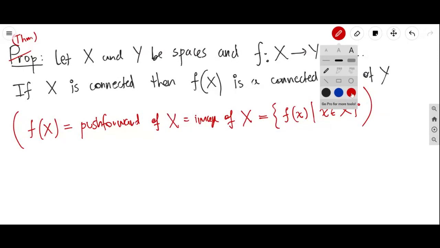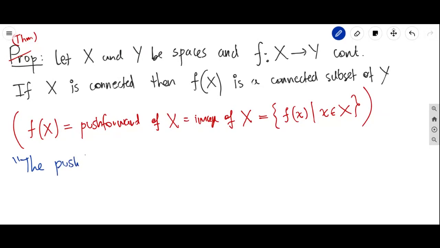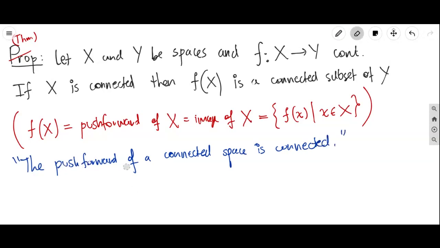Right, so when you want to, you can say it like this: the push forward of a connected space is connected. That's what we're saying. Push forward of a connected space is connected. It's a little bit different from continuity. Continuity says the pullback of an open set is open. This one goes with push forwards.